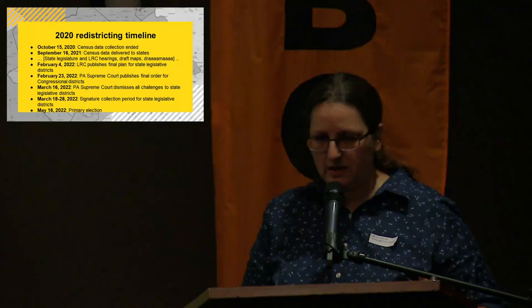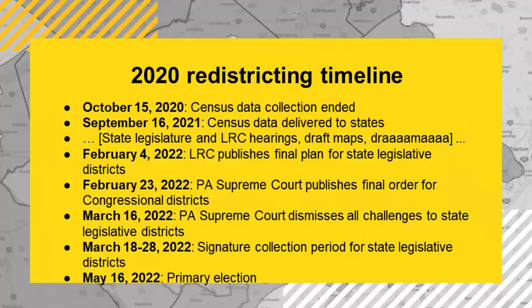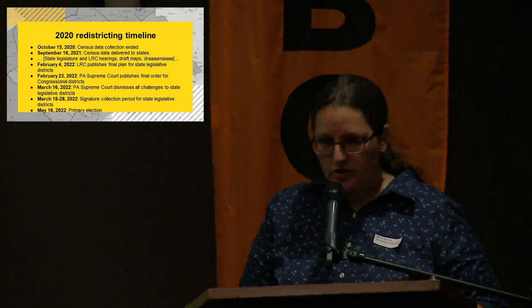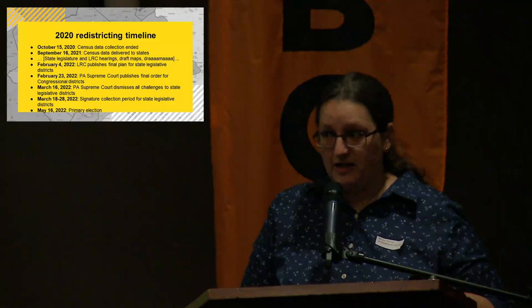And so the end result was we didn't even have the final version of the draft maps from the LRC for the state legislative seats until February 4th of this year. And those maps didn't get finalized, in terms of the Pennsylvania Supreme Court dismissing all the challenges to them, until March 16th. And then the congressional plan wasn't finalized, with the Court selecting the Carter plan, until February 23rd. So both of those things happened pretty late. And then the result of that was that, as many of you probably know, who were involved in various campaigns, the ballot signature collection period for the state legislative districts was dramatically compressed, and it started like 2 days after the state Supreme Court dismissed all the challenges to those maps.